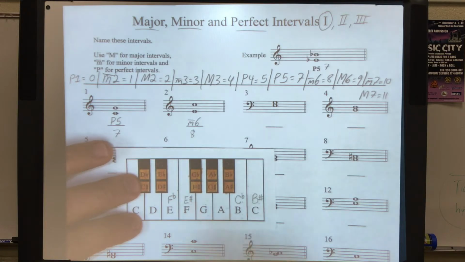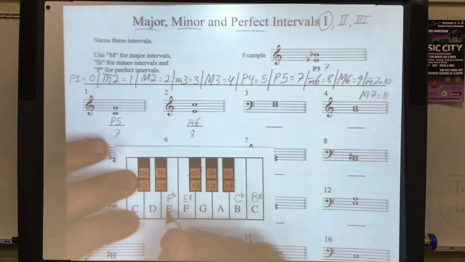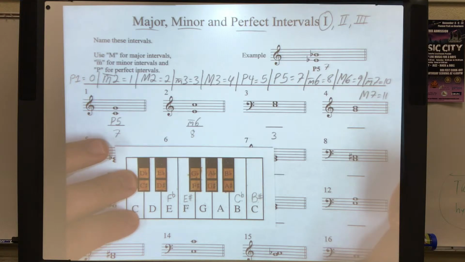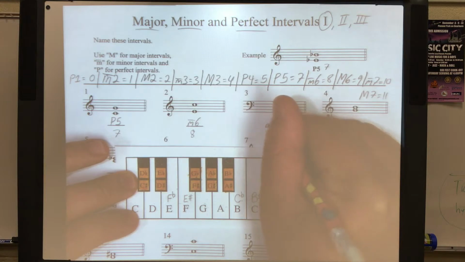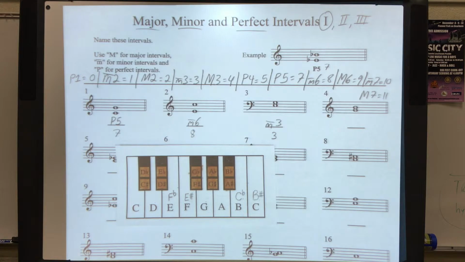Let's go ahead and look at our next one. It's a bass clef. E to G. Find our E right there. 1, 2, 3 half steps up to G. Okay, let's look at that. Which one of these has 3 half steps? Very good. It's a minor 3rd. All right. And I'll go ahead and play this for you. And that's what a minor 3rd sounds like.